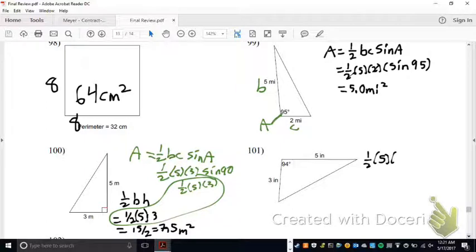So 101, 1/2 times 5 times 3 times the sine of 94. Plug that into our calculator, we get 7.5 inches squared. Notice that this is basically the same thing as 100. Being that we're rounding to tenths, it's honestly going to be a little bit higher, but because we're rounding to tenths, the difference in sine from 90 to 94 isn't all that great.